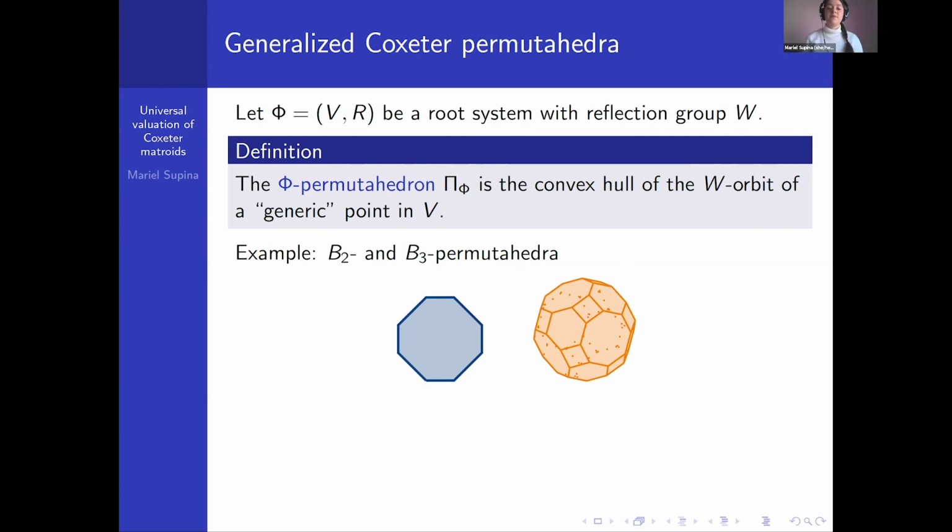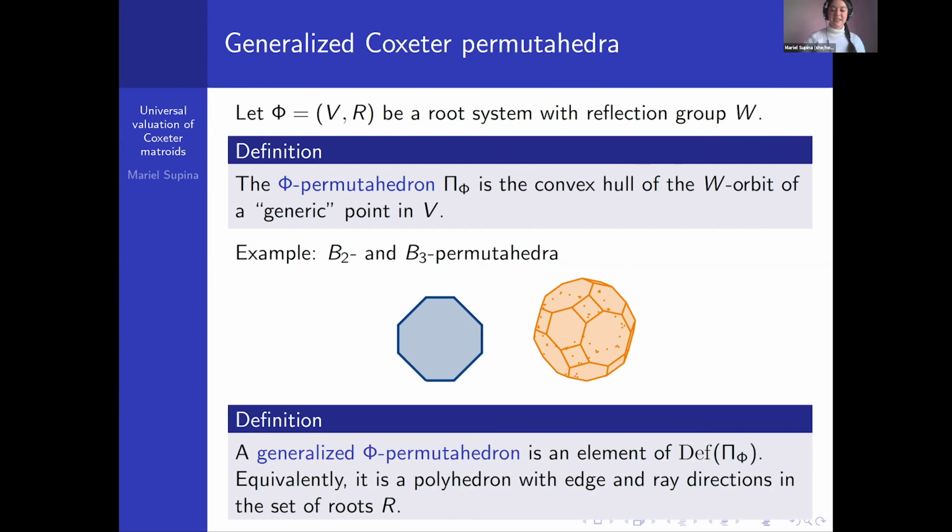So for B2, for example, the hyperplanes would be these lines: y equals x, y equals minus x, x equals 0 and y equals 0. When I reflect some point across all of those, I get this octagon. And then I also have the B3 permutahedron shown here. When I take deformations of these, I get what I'm calling generalized Coxeter permutahedra. Equivalently, just like before, it has to have its edge and ray directions in the roots. So this was building up to the polytopes that I'm going to talk about.